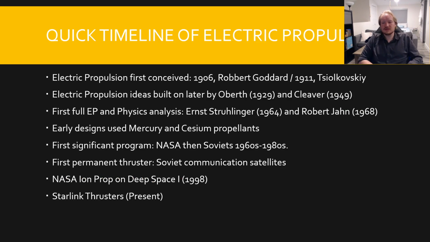So first thing we're going to do is go into a quick timeline of events for electric propulsion. So electric propulsion was first conceived in 1906 by Robert Goddard, and then later independently in 1911 by Tsiolkovsky, which I don't know if I'm pronouncing that wrong.